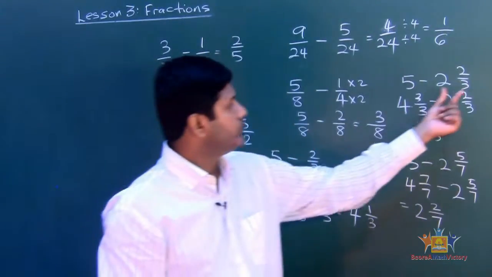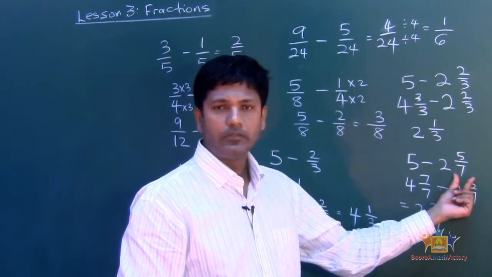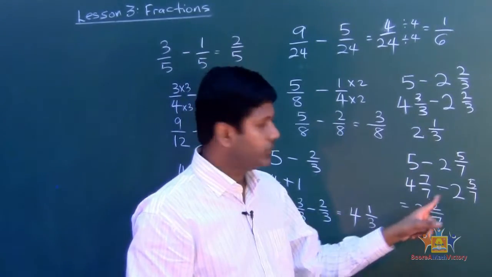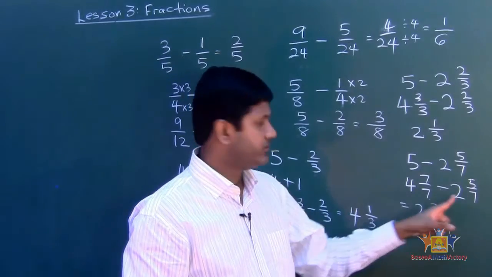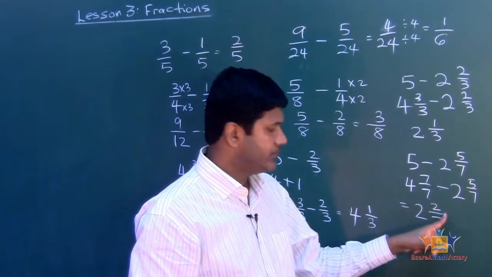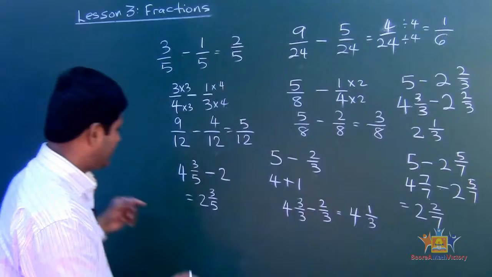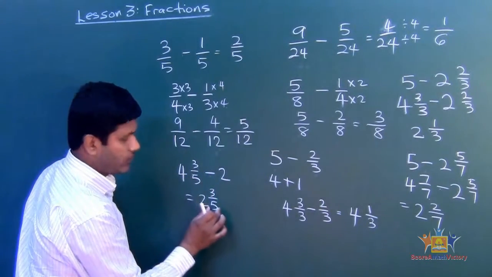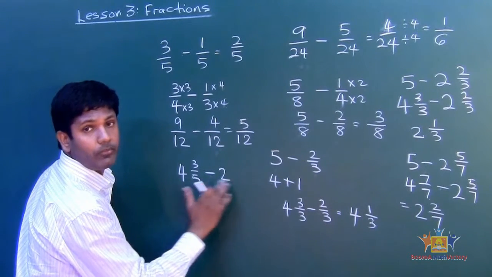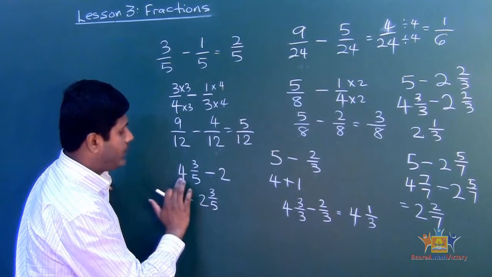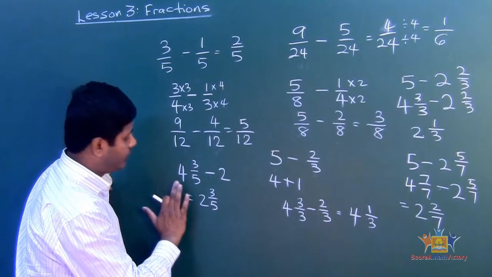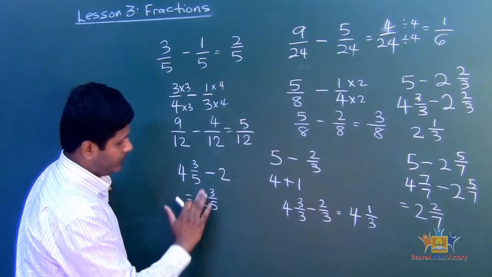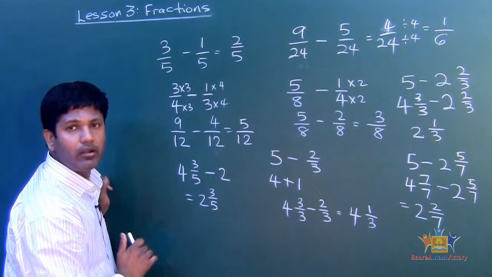In this case I do. See that? But this one didn't have a fraction, that's why I took 1 out of the 5 and made it into a fraction. That way I can take 5 over 7 out of that to give me 2 over 7. In this case, I don't have a fraction, so I just carry this across. There's nothing for this to subtract with. Only the whole number will be subtracted. 4 minus 2 is 2. And then I bring the 3 over 5 across.